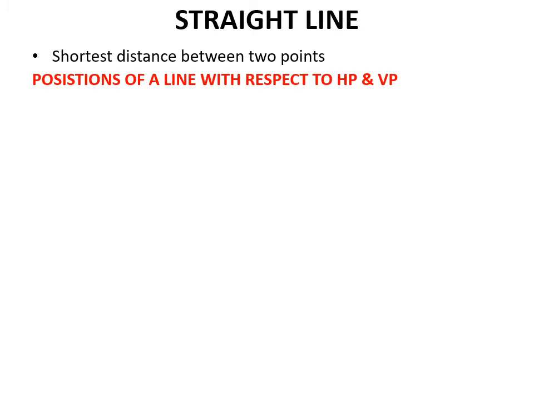We will discuss projection of straight lines. First of all, what do you mean by a straight line? The shortest distance between 2 points is known as a straight line. And positions of a line with respect to the horizontal plane and vertical plane for projections of a line.